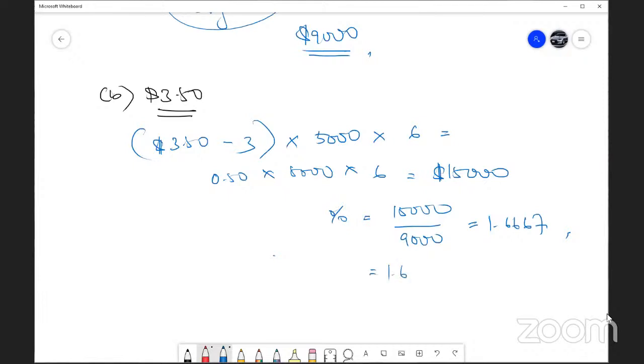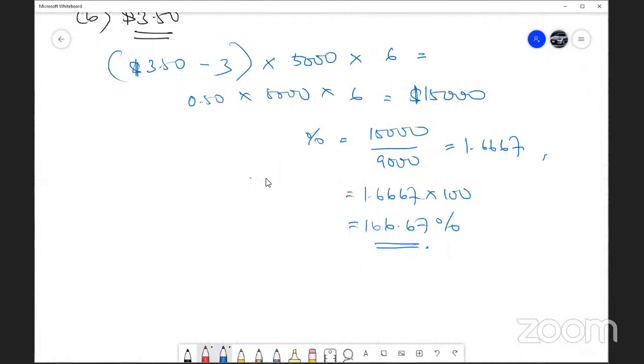So 1.6667 multiplied by 100, you get 166.67%. Okay, 166.67%.